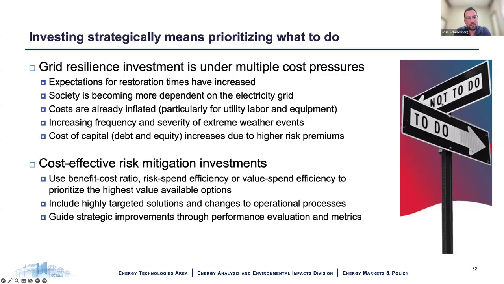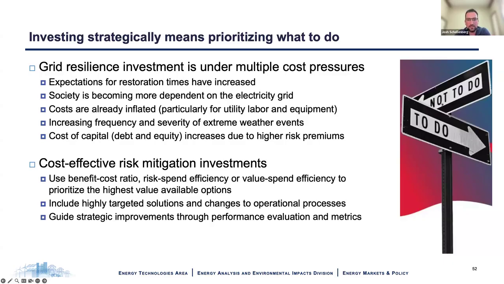And so grid resilience investment is under multiple cost pressures. Customers expect their power to be restored more quickly. Society is becoming more dependent on the electricity grid, but costs are inflated, right? Particularly for utility labor and equipment. Both of those are critical to improve resilience, and the cost has increased substantially, including in that example from Connecticut associated to bringing in those external crews and contractors.